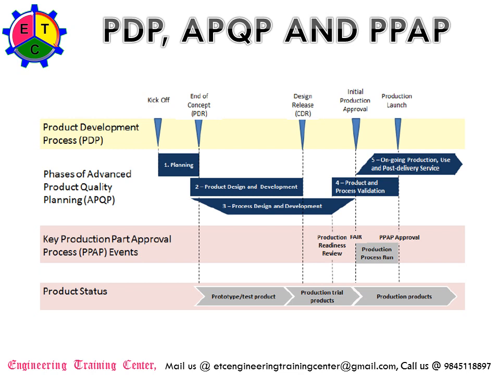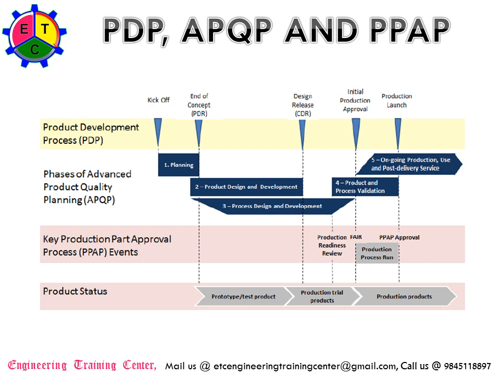So the production part approval process starts at the initial production approval, with production readiness review, first article inspection, and production trial and product status. From PDR to CDR, it will be the prototype and test of the product, and CDR to initial production approval, it will be production trial and production trial products, and from initial production approval till the obsolescence of the product, it will be the production of the products.